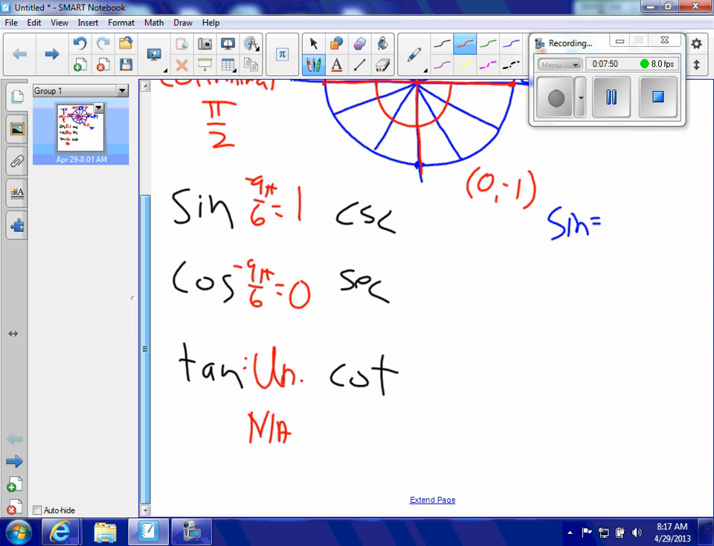Cosecant is going to be 1 over sine, so 1 over 1 is 1. Secant is going to be 1 over cosine. Undefined. Be careful on that one. Now cotangent is cosine over sine, which is 0. So those are my 6 trigonometric functions of negative 9 pi over 6.